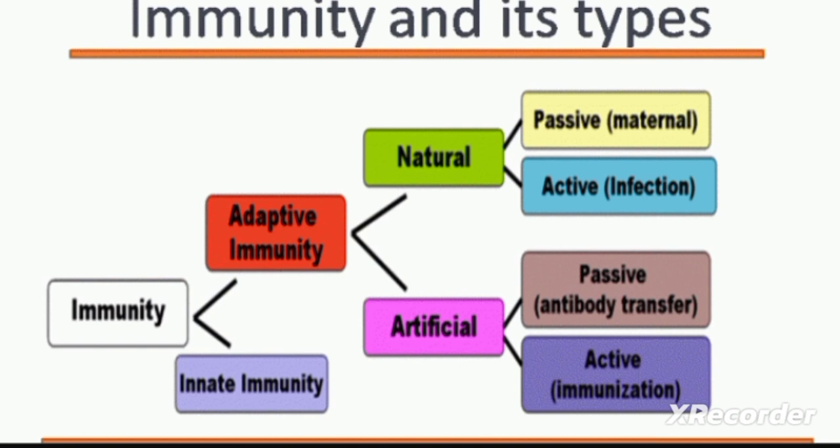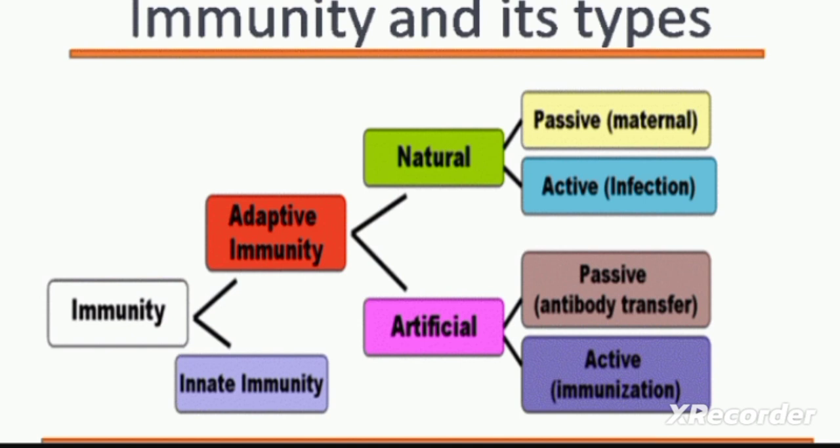It is again divided into natural and artificial. Natural is again divided into natural passive immunity and natural active immunity. An example of natural passive immunity is maternal transfer of antibody to the fetus, to the neonate. Natural active immunity means, for example, chickenpox virus infection; it will not occur again after the infection.